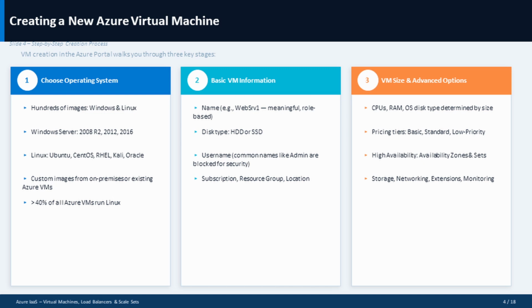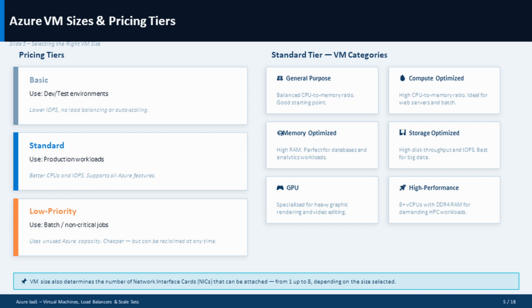In the third stage, you configure size, high availability, storage, networking, extensions, and monitoring, which we'll cover in detail in the next slides. Choosing the right VM size is one of the most important decisions you'll make. During deployment, the size determines three things: the number of virtual CPUs, the amount of memory, and the type of OS disk available. There are three pricing tiers.